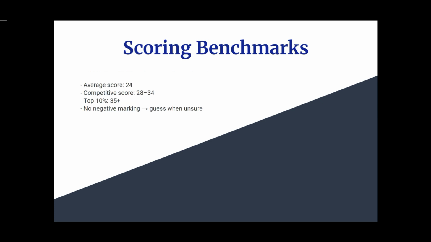And what is a good score? As a scoring benchmark for the CCAT, the average score is approximately 24, and a competitive score could be from 28 to 34. Of course, not everybody is able to solve all those questions, and even if you solve them, just remember that some answers would be wrong. So though the score is 34 or 28, those candidates might have attempted 45.